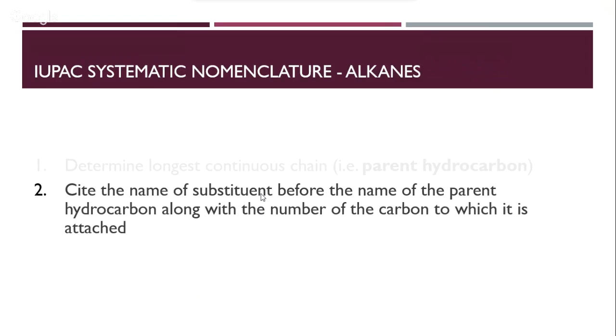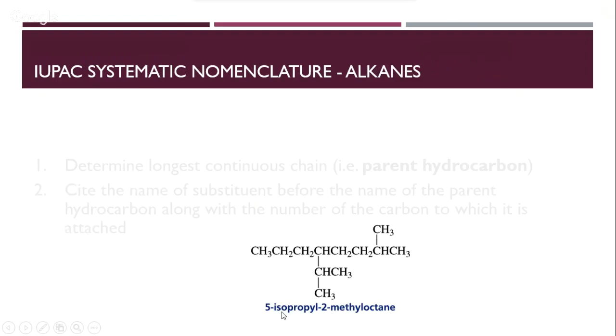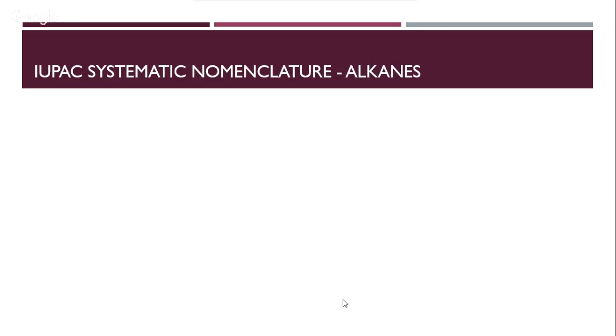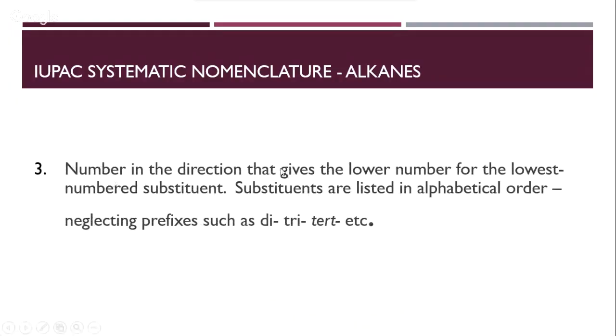The next one is, for example, here you see this is an isopropyl group. This is at the fifth carbon atom, and the methyl group is at the second. So therefore it ends up forming 5-isopropyl-2-methyl octane. So this is one that can actually work out. The next one is, when the numbering is being decided, the numbers are always given so that the lowest number is given to the substituent.